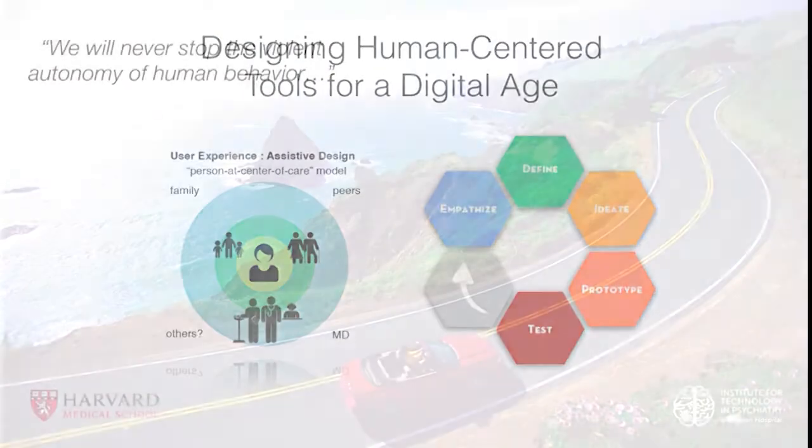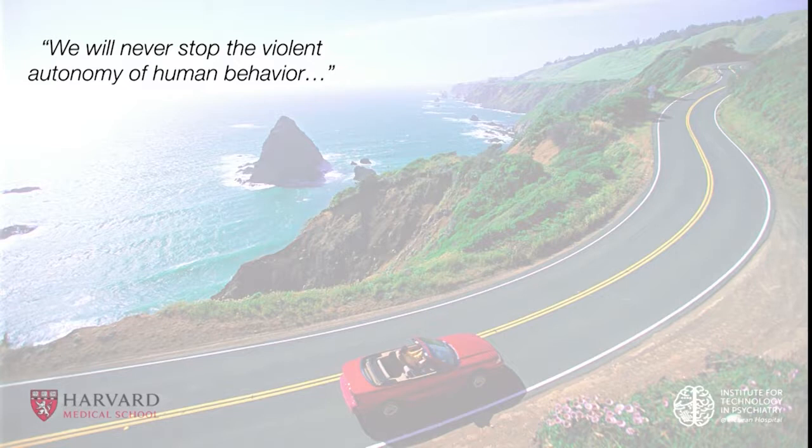And that brings me to my last slide. A patient who was part of a session I was part of said, "We will never stop the violent autonomy of human behavior." I thought that was a really interesting quote because I chose this image intentionally, as you may recognize it as Route 1 in California. It's this really beautiful vista where you can drive really fast along the highway. There's a cliff right below you. People want to have different risk thresholds, right? Some people want to ride right along the edge, and they don't want to be told to back off the edge. That's never going to be a successful clinical strategy.